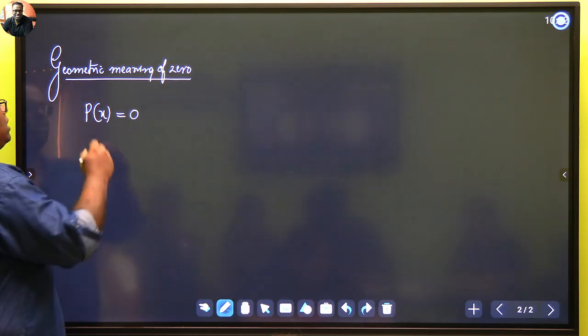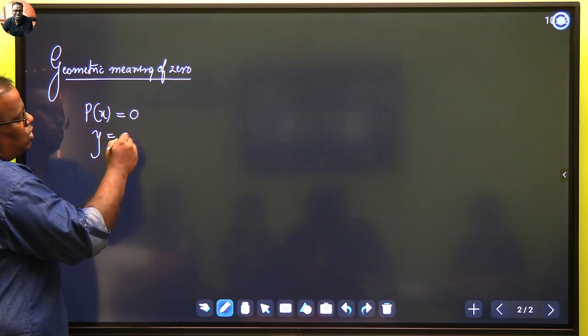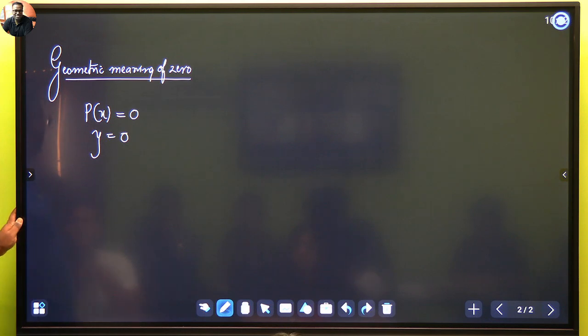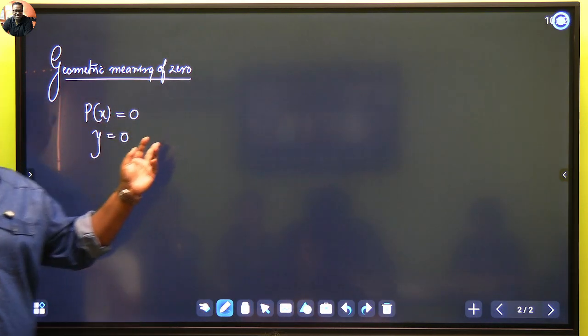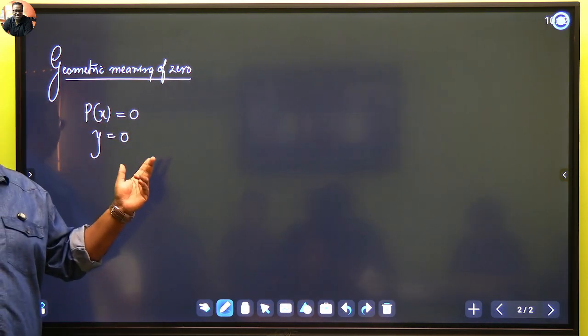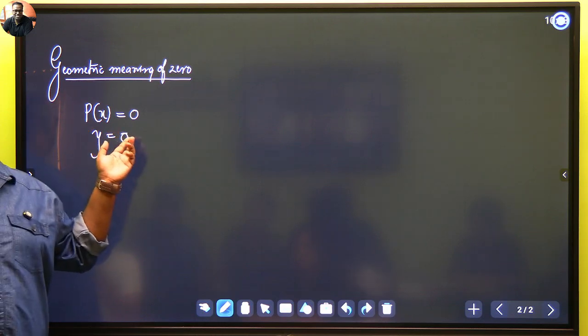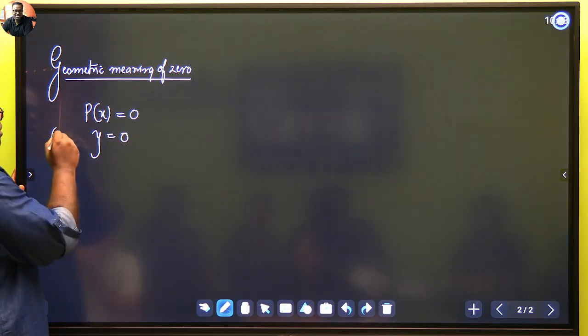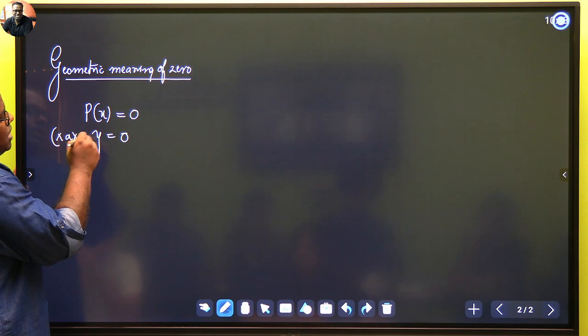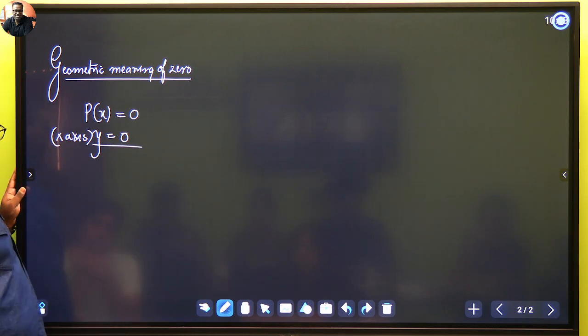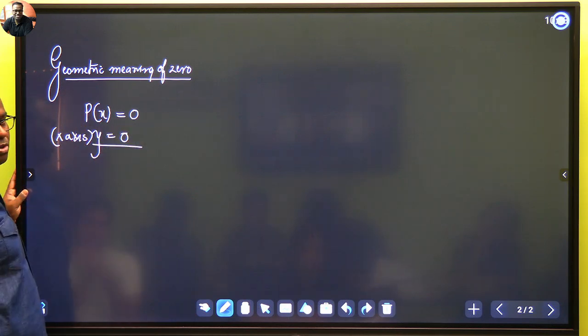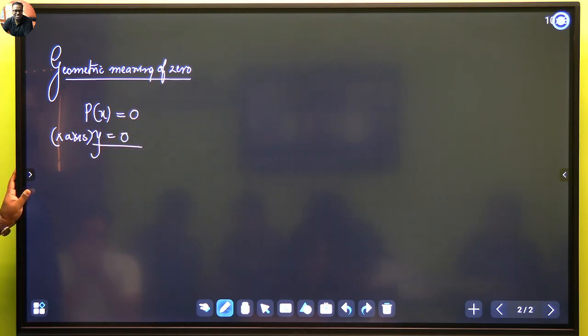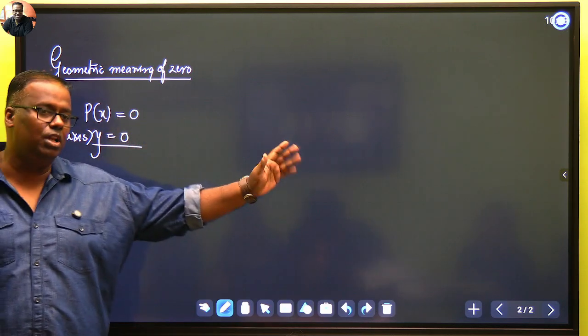And the equation of x-axis is what? Y equal to 0. When you do p of x equal to 0, you get the value of x. So it is the intersection of these two. This thing is nothing but the x-axis. The x-axis equation is y equal to 0, grade 9. And p of x equal to 0 can also be written as y equal to 0. So between these two, you are trying to find a solution between your polynomial and the x-axis.